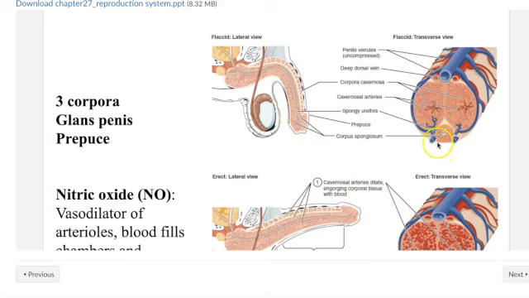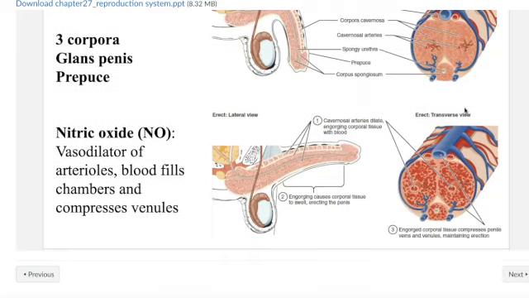Here is the corpus spongiosum, and then there is the corpus cavernosum. Okay, two corpus cavernosum. Now during erection, the blood will fill the corpus cavernosum, hence the name. It's got caverns in there.